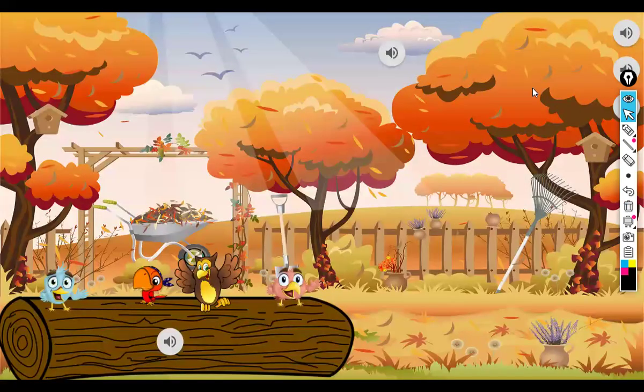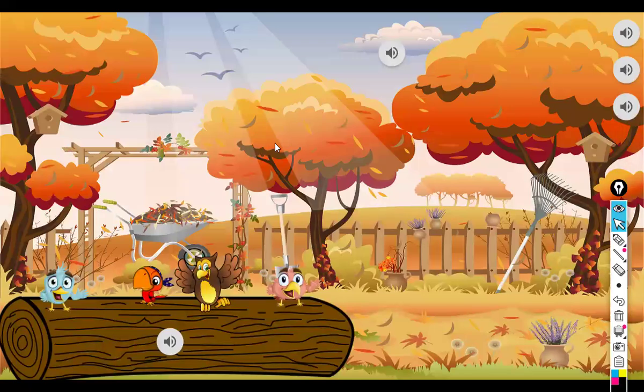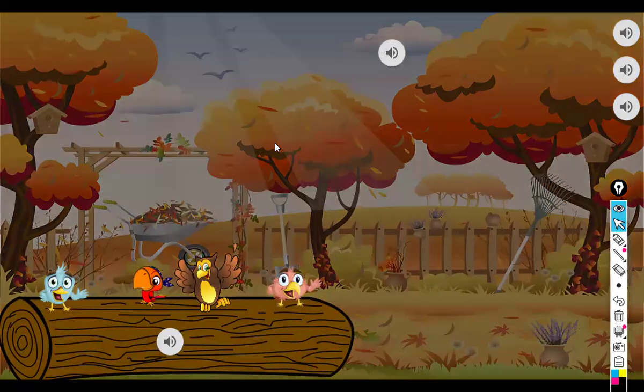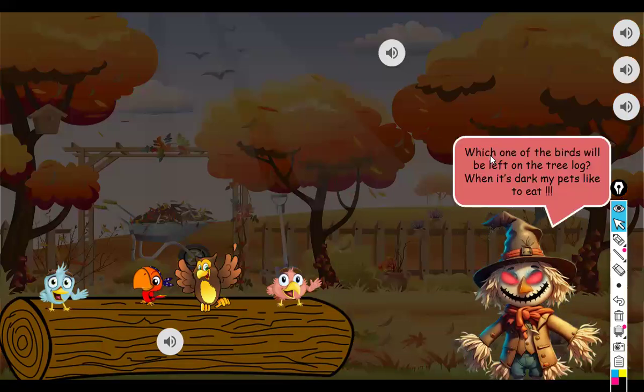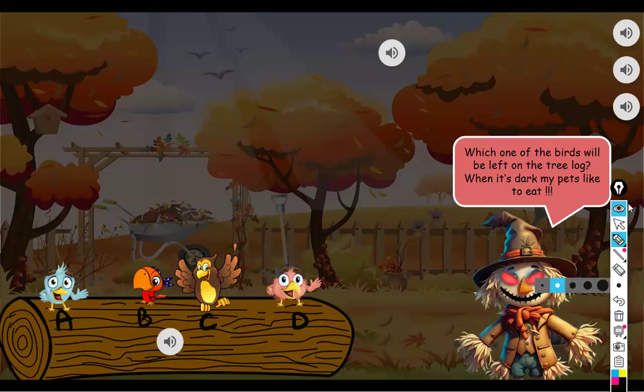All right, so it's the farm scenario again. Remember, the monsters come out at night. Place is getting dark. What's going to happen? That's a scarecrow there. Only one of the birds will be left on the log, because the bats are going to get them, right? The scary horror bats. So which bird do you think will be alive at the end? I'll label it A, B, C, or D.